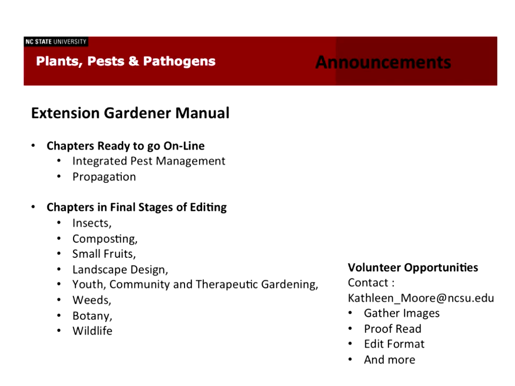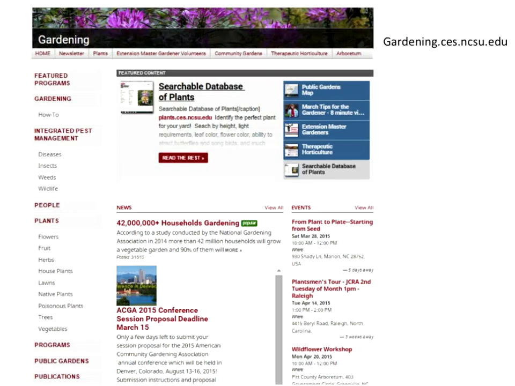An update on the Extension Gardener Manual. We are very close to launching the compost chapter, and the integrated pest management and propagation are right behind them. So we're moving forward. If any of you are interested in volunteering to help, you can contact Kathleen Moore, and she's got lots of different opportunities and ways that you can get engaged.